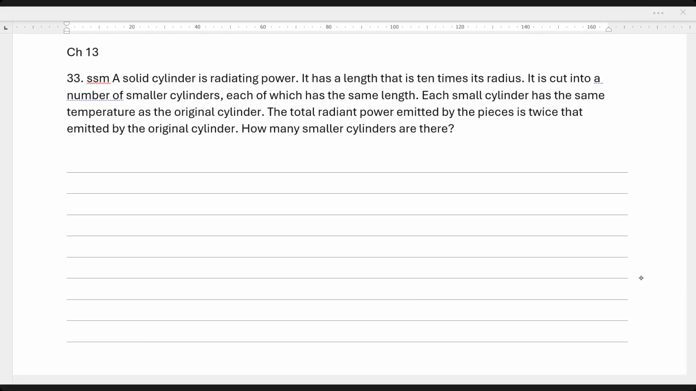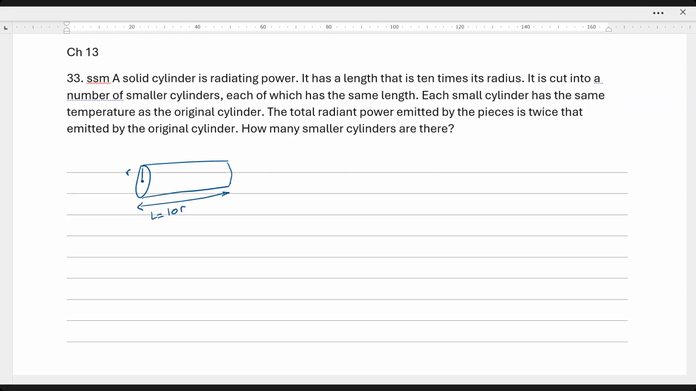In this question, we're given a solid cylinder that is radiating power. It has a length that is 10 times its radius. I'll just make a quick sketch. The length here is basically, if the cylinder has a radius r, then the length is 10r. It is cut into a number of smaller cylinders, each of which has the same length. Each small cylinder has the same temperature as the original cylinder.